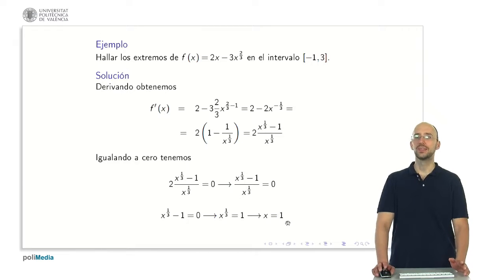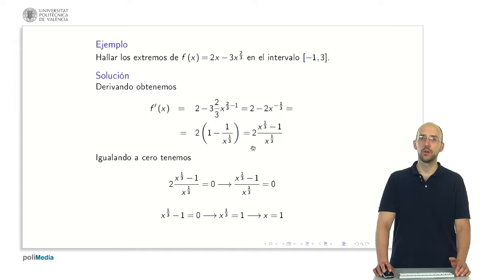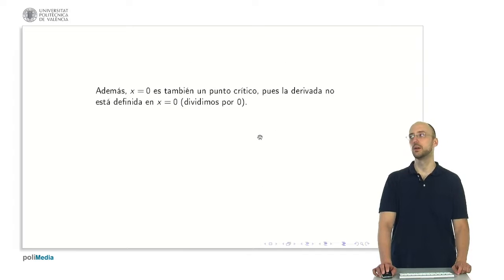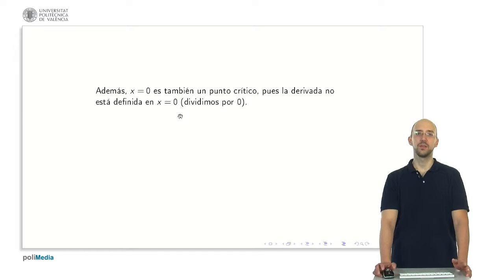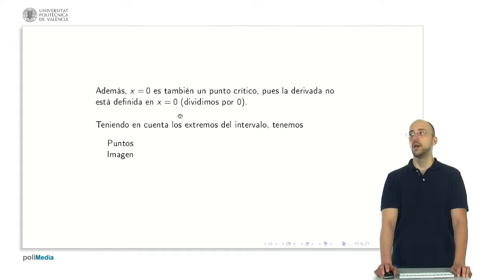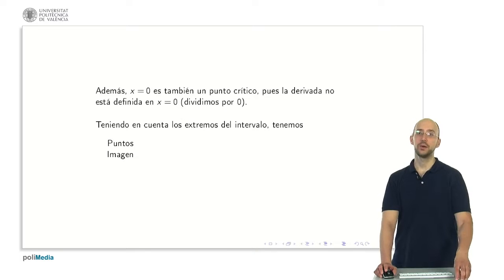Now, you need to be cautious. Is this the only critical value? Well, let's consider the function. Is this function defined for all values? The answer should be no. If x is 0, you would be dividing by 0, which poses a major problem. The function is not differentiable at 0. Therefore, 0 is also a critical value. I have added it to the list because it is a critical point due to the derivative not being defined at 0, as we are dividing by 0. Taking into account the extremes of the interval and the critical values that we have obtained, which are 1 and 0, we obtain the following.